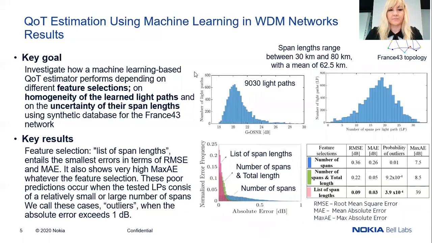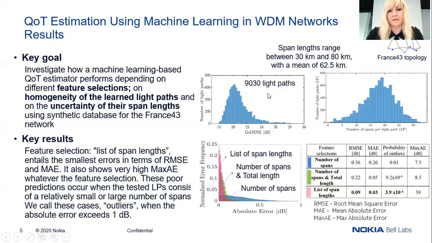The key goal of this study was to investigate how the machine learning-based QoT estimator performs depending on the different feature selections, on homogeneity of the learned light paths, and on uncertainty of their span lengths.